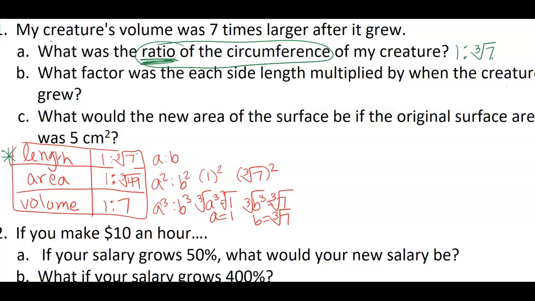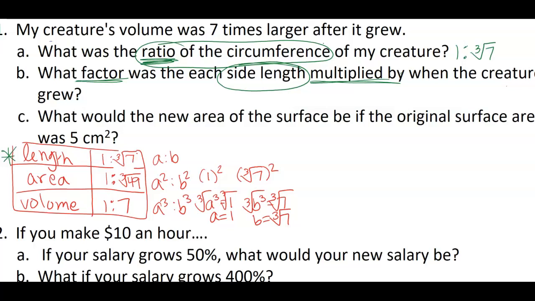The second question says, what factor was each side length multiplied by when the creature grew? So first, which category? Are we talking length, area, or volume? Length. Are you guys okay with why it's length? Because the word here was a side length. So that's just a length measurement, something I can measure with a tape measure. But this time it's not asking for the ratio. It's asking for the factor, or what was it multiplied by.